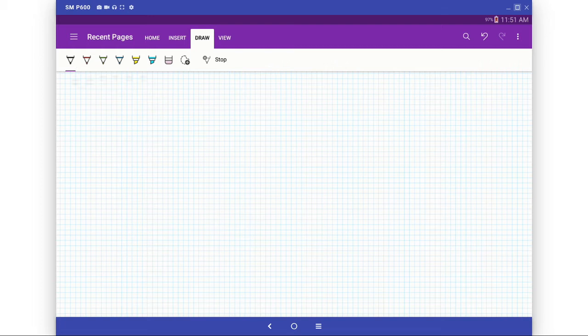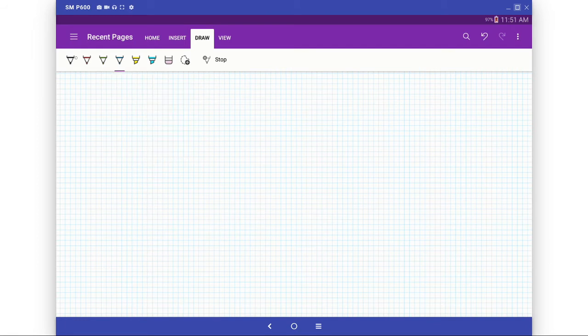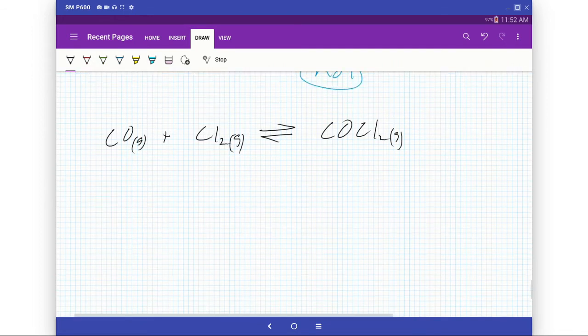So I'm kind of hoping that I have a reasonable utilization, speed, that type of idea. So the equilibrium we have is that of carbon monoxide, not cobalt, plus chlorine is in equilibrium with phosgene, or COCl2. And the equilibrium constant for this reaction is 94 units of 1 over bar.